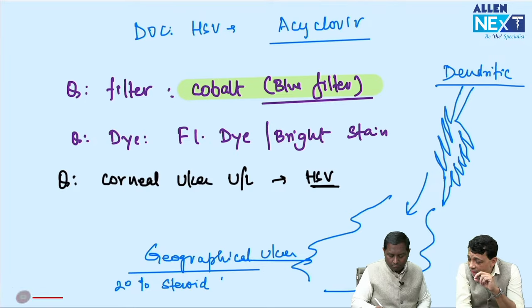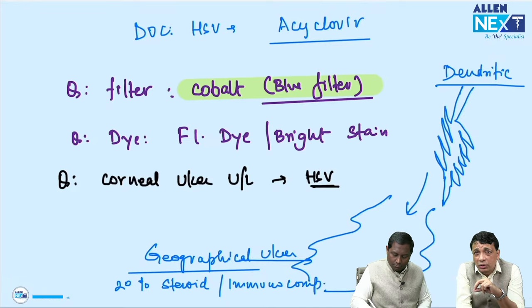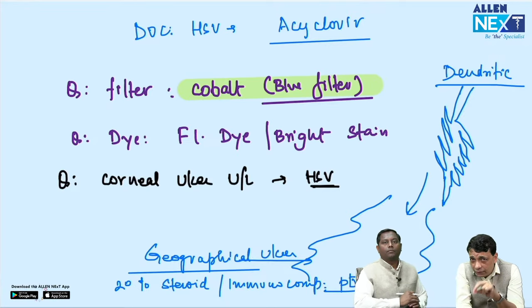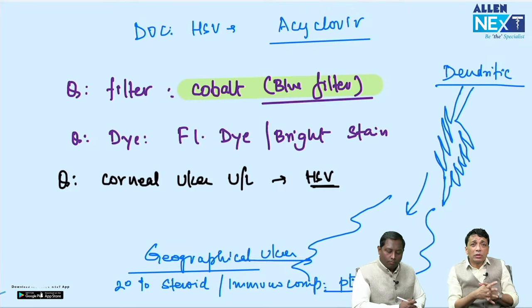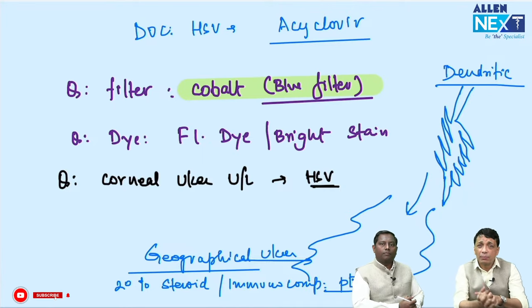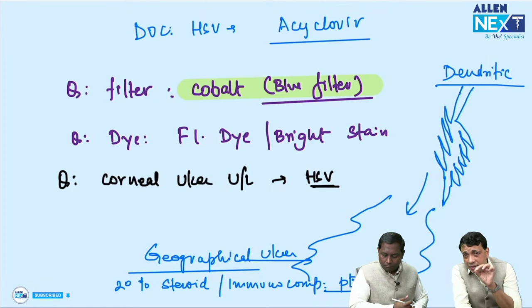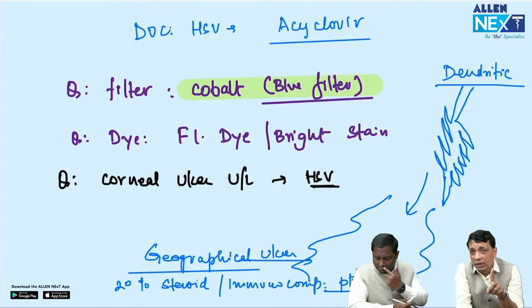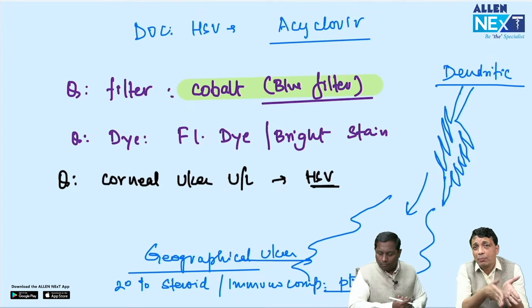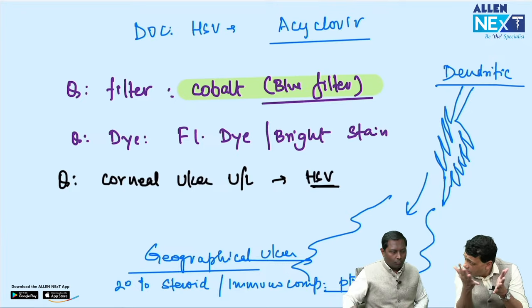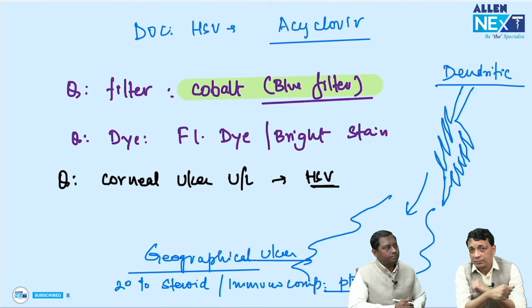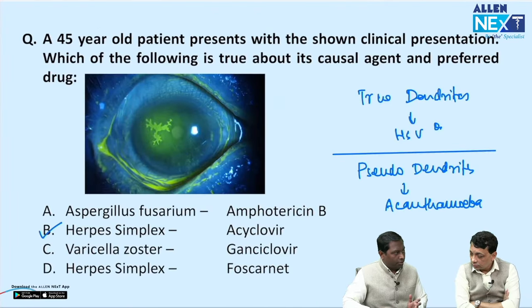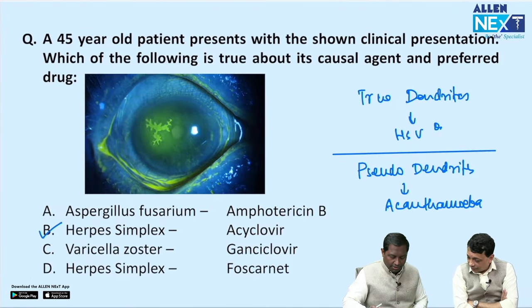This is an absolute fact: you cannot give steroids to a fluorescein positive dendritic ulcer. Please remember, that's a very unique thing in the entire manifestation of herpes simplex keratitis. This is the only place where you cannot use a steroid. In others, mostly in herpetic disease, we can use a combination of an antiviral and a steroid. This is the only one because we have a live virus here. In any such ulcer, we should avoid it. Yes, steroid is something that is very dangerous.